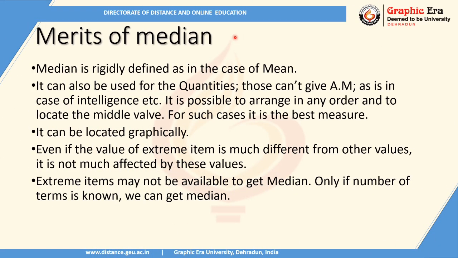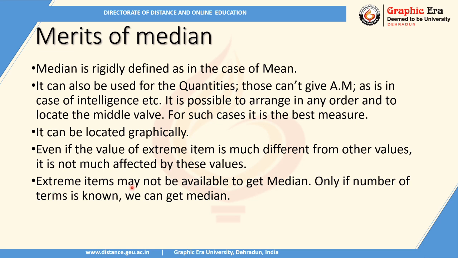So what are the merits of the median? This is also rigidly defined, as in the case of the mean. It can also be used for quantities that cannot be given an arithmetic mean, as in the case of intelligence, etc. It is possible to arrange them in any order and to locate the middle value. For such cases, it is the best measure. It can be located graphically. Even if the value of an extreme item is much different from other values, it is not much affected by these values.